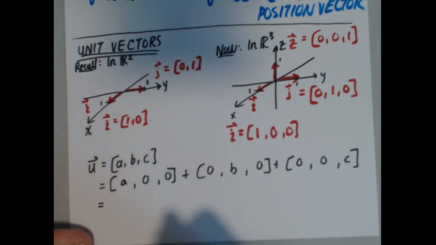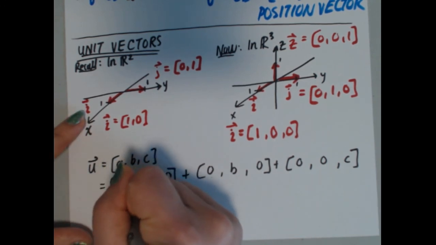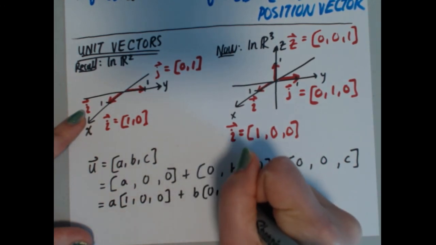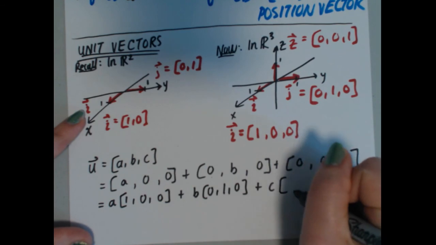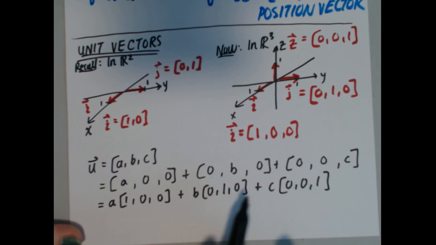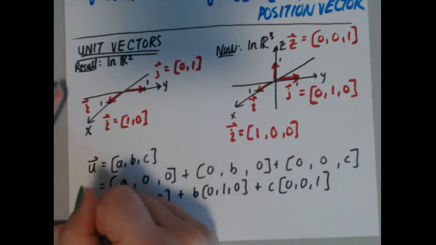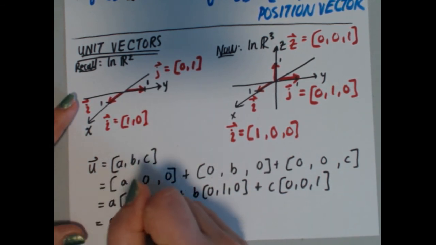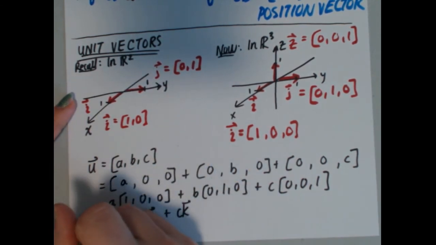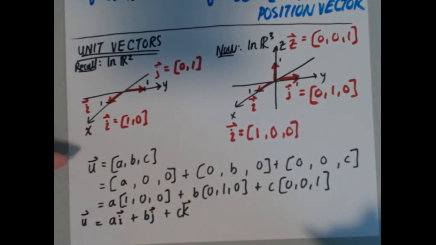Now, this I can rewrite as, if I factor out the a, 1, comma 0, comma 0, plus b times 0, comma 1, comma 0, plus c times 0, comma 0, comma 1. And sure enough, these 3 things are i, j, and k respectively. So I have a times i plus b times j plus c times k. And so pretty much what I get to is that I can rewrite the vector u like this or like this, any of those ways. They're all the same thing. So be comfortable seeing the vectors in any of those forms.